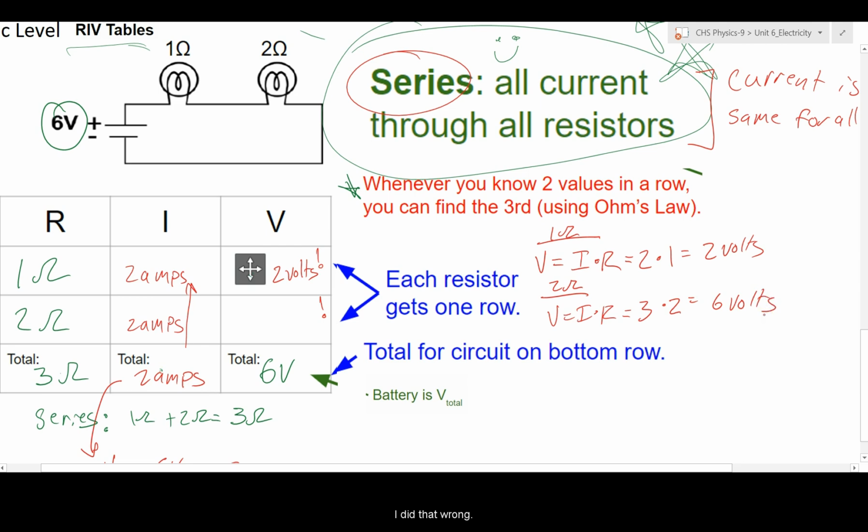Oh, I did that wrong, didn't I? Back up, rewind. 2 and 2. I was looking down at my totals. Like, I thought we already got 6 volts. So, 2 times 2, so 2 ohms times 2 amps. That'll help me if I actually include my units. I end up with 4 volts.